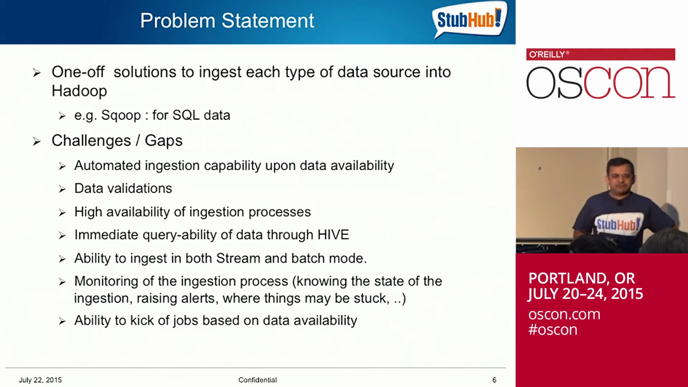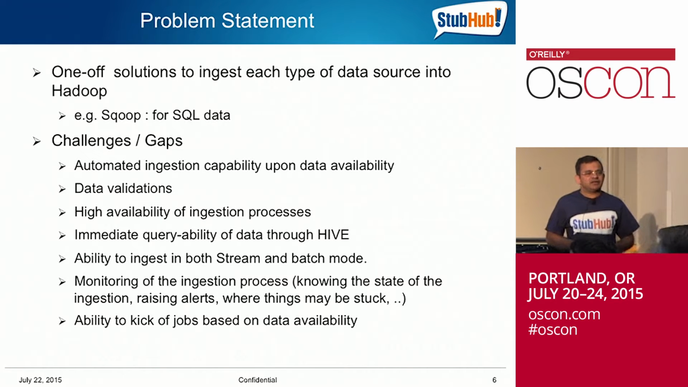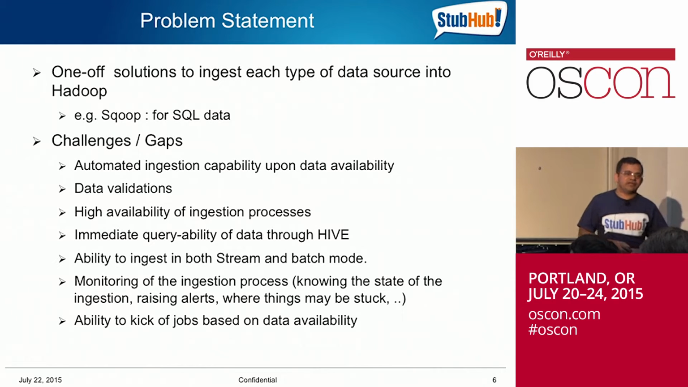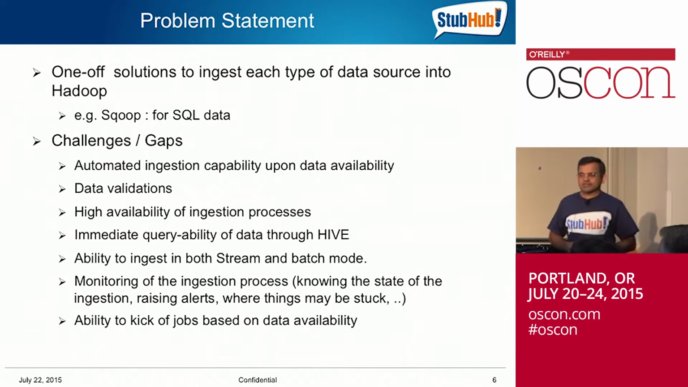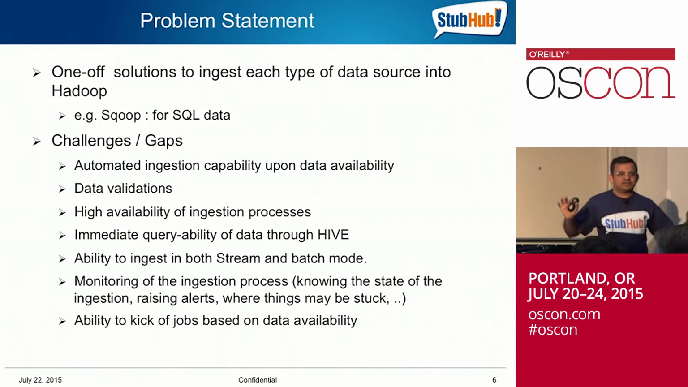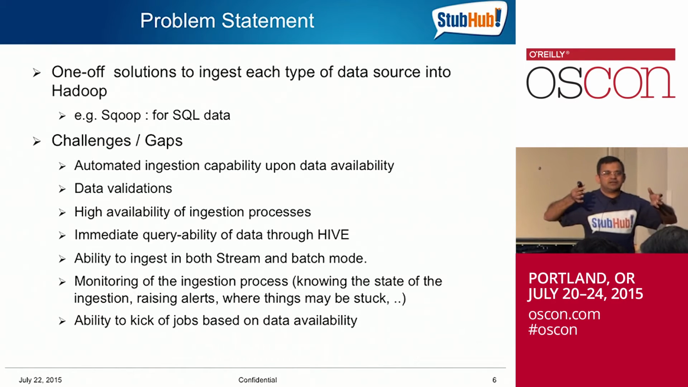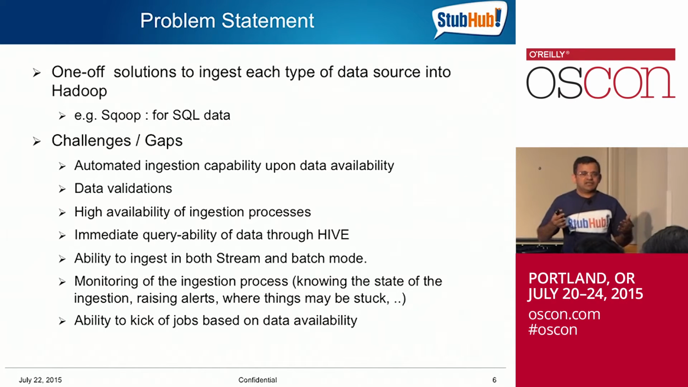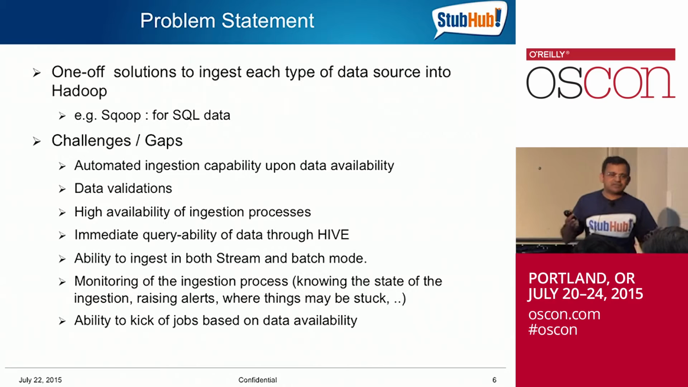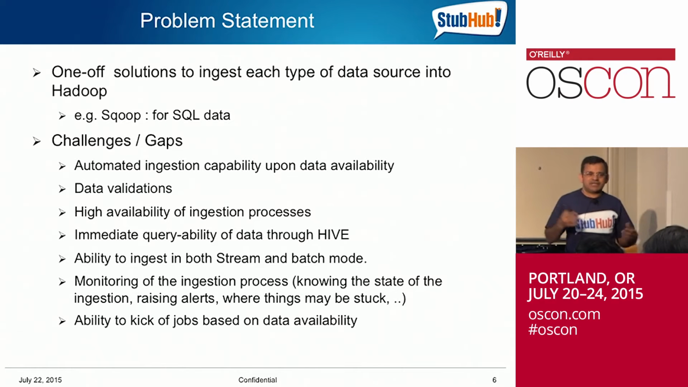There are, sure enough, one-off solutions that exist today. For example, take Sqoop. You can take your relational data today and pump it into Hadoop as well. And there are some other solutions for unstructured data as well. What we're after is to say, how do I automate all of the data sources I've got on a regular basis? Some are stream-oriented, some are batch-oriented. What do I mean by that?